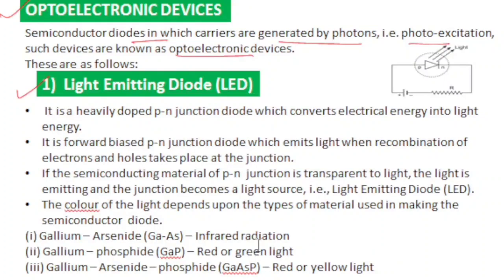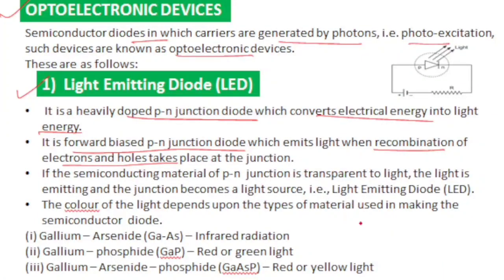What is this light emitting diode? These all three are very important for short marks questions, right? So first, light emitting diode. It is a heavily doped PN junction diode which converts electrical energy into light energy. It is always operated in forward biasing. It is a forward biased PN junction diode which emits light when recombination of electrons and holes takes place at the junction.